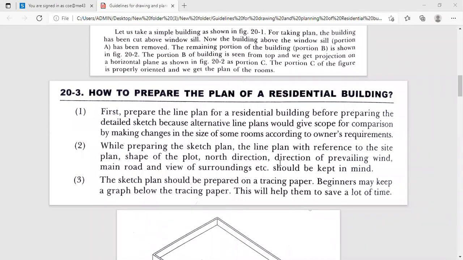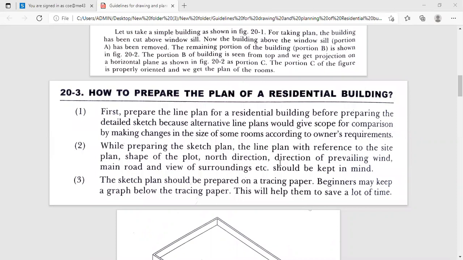The sketch plan should be prepared on a tracing paper. Generally, whatever sketch plan we are going to prepare, we have to prepare on a tracing paper. Tracing paper is like a drawing sheet. It may be available in different sizes, A0, A1, A2, A3, maybe A4 size. But whatever tracing paper it is, it is slightly transparent.